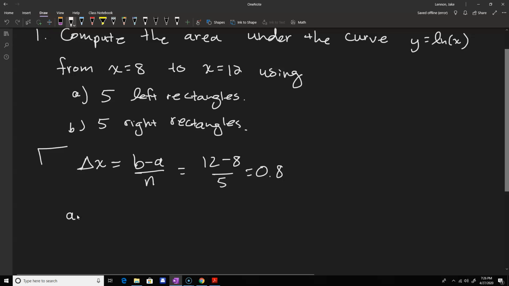So then also we want to figure out what our partition is. So basically we start at the low number 8, and then we add 0.8 each time until we get to 12, and then that is our partition.